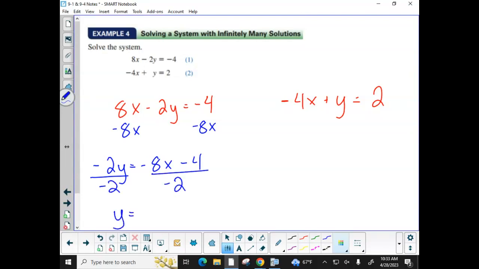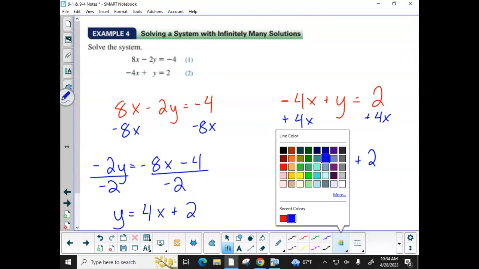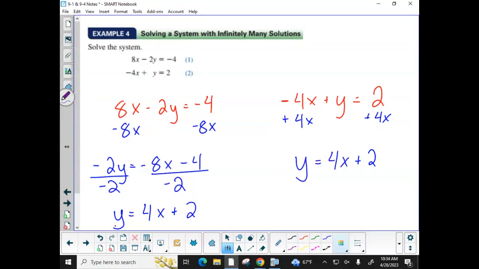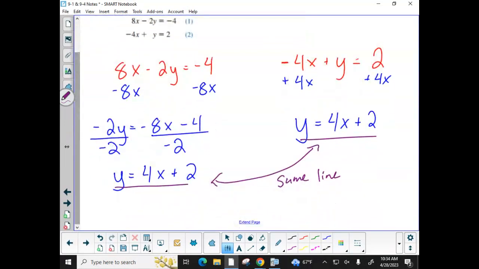I got y is equal to +4x, and then -4 divided by -2 would be +2. Over on this other one, I'm just trying to get y by itself, so I add 4x, plus 4x, and I got y equals 4x plus 2. Now, surely with these, people look at them and say, hey, man, they're the same exact line. Same line, right? You can see that now.